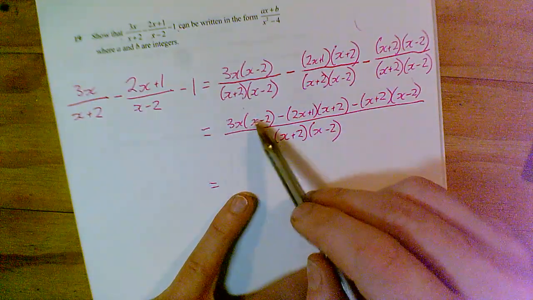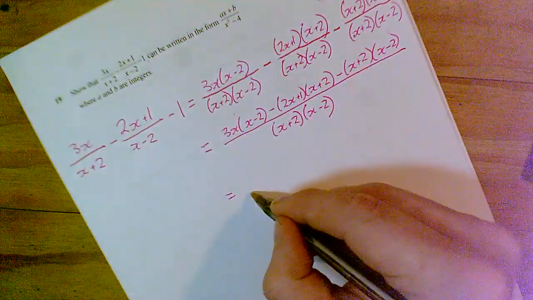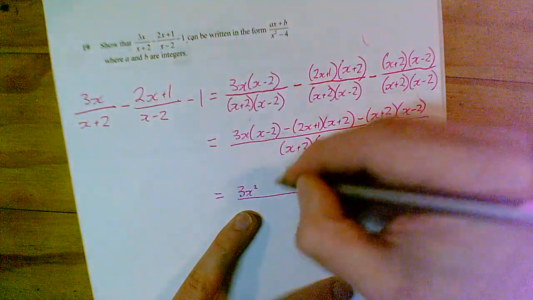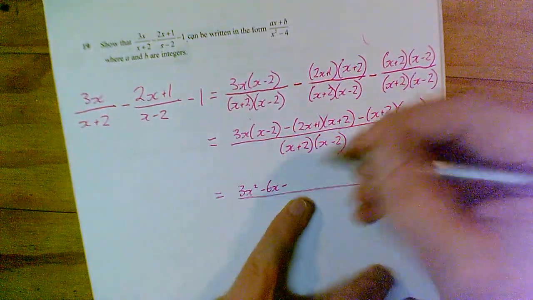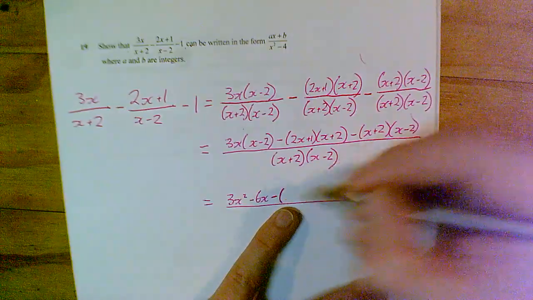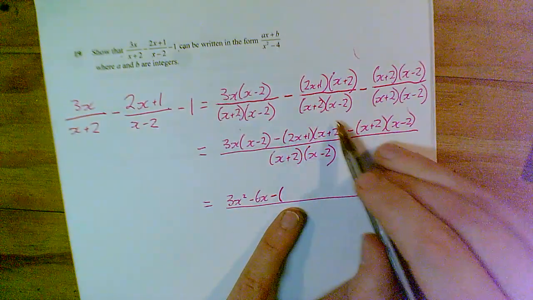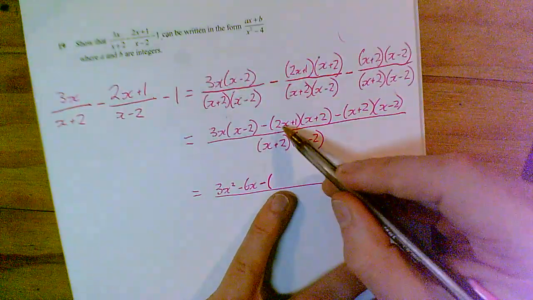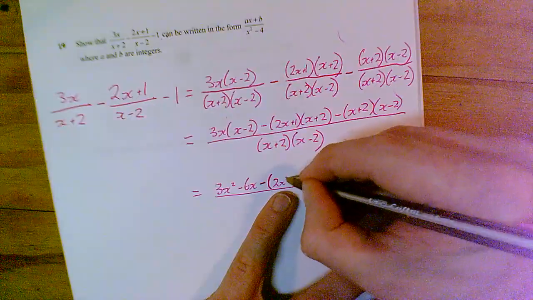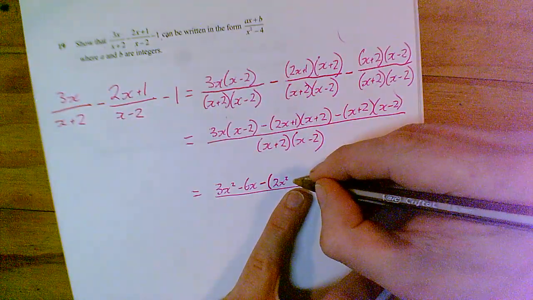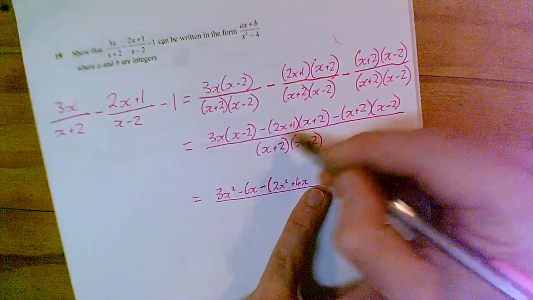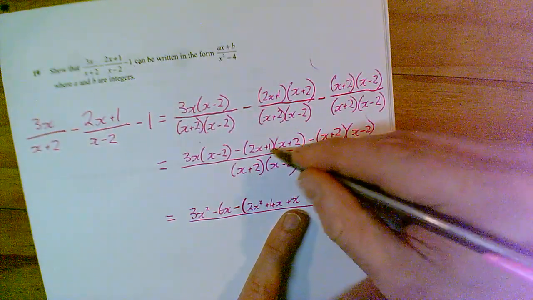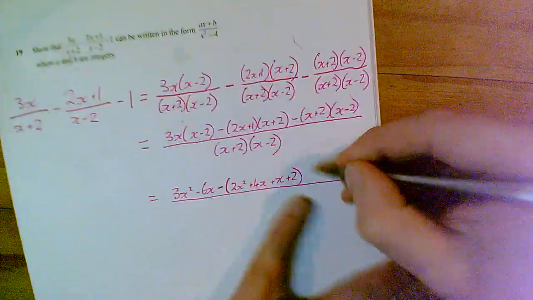Let's go. Right, so this top one, 3x times x is 3x squared. 3x times minus 2 is minus 6x. Subtract. Now, I've got to start some brackets. Really common mistake here. Everything in here is going to be subtracted. So I'm going to start a bracket, multiply this out, and then close a bracket. 2x times x is 2x squared. 2x times 2 is 4x. 1 times x is x. 1 times 2 is 2. Hopefully no mistakes so far.